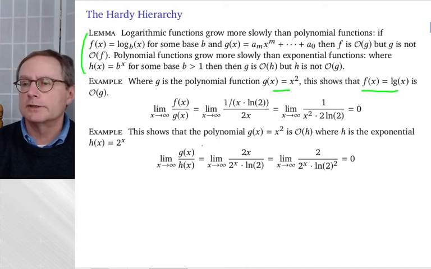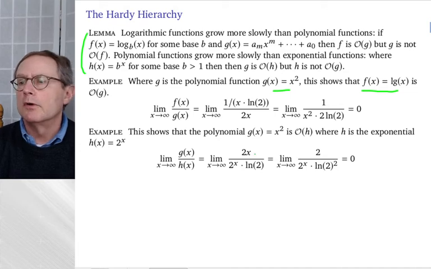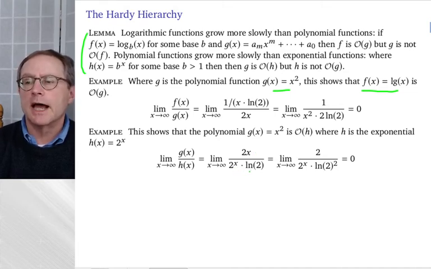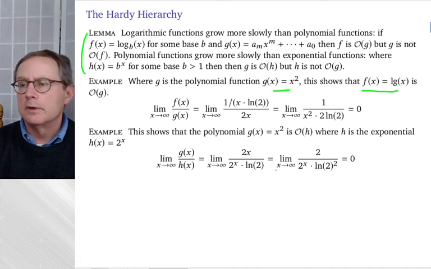Okay, so let's try the same deal with some exponential functions. So I have x squared and 2 to the x, and I happen to put x squared on the top and 2 to the x on the bottom. I'd come to a similar conclusion if I flipped them. It doesn't matter. So the derivative of x squared is 2x. The derivative of 2 to the x, again, maybe you have to look that up in your calculus book, is 2 to the x times the natural log of 2.